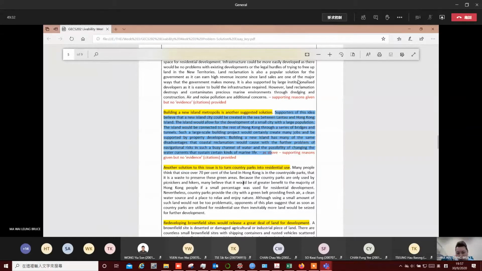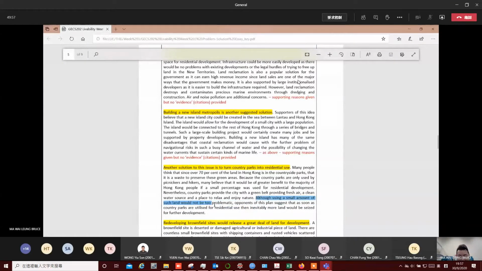All right. So I don't want to go through it word by word. I want to leave it for you to read. I just read the topic sentence. The next one here is another solution to this issue: to turn the country parks into residential use. Blah blah blah. And then let's look at the concluding sentence.